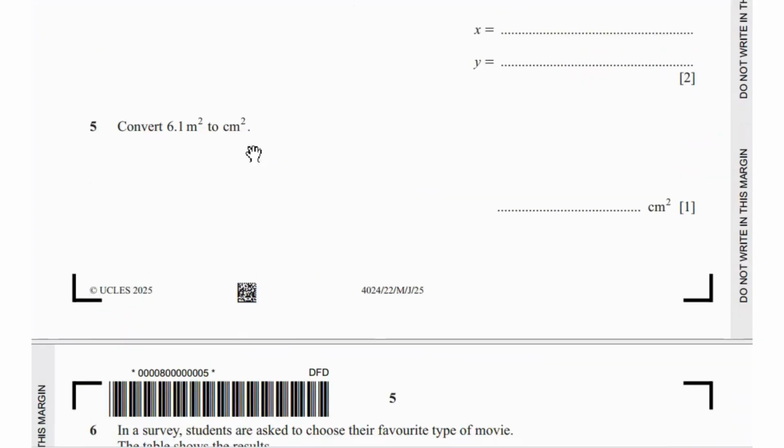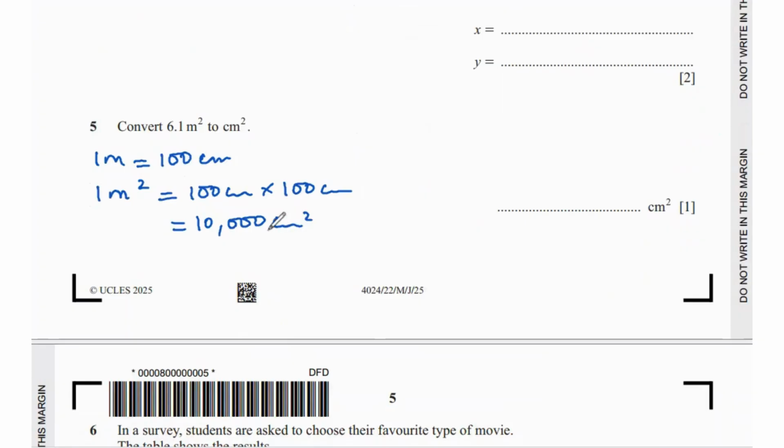Then convert 6.1 meters square to centimeters square. 1 meter is 100 centimeters. So 1 meter square would be 100 centimeters times 100 centimeters, which is 10,000 centimeters square. So 6.1 meters square into centimeters square is going to be 6.1 times 10,000, which is going to be 61,000 centimeters square. That's your answer.